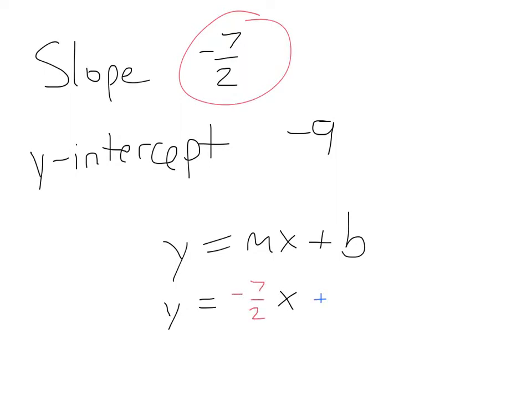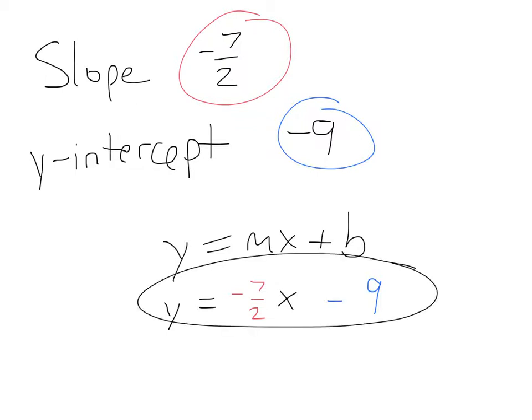Well, plus, what's our b? It's 9. So it's plus 9. And again, we're done. That easy.